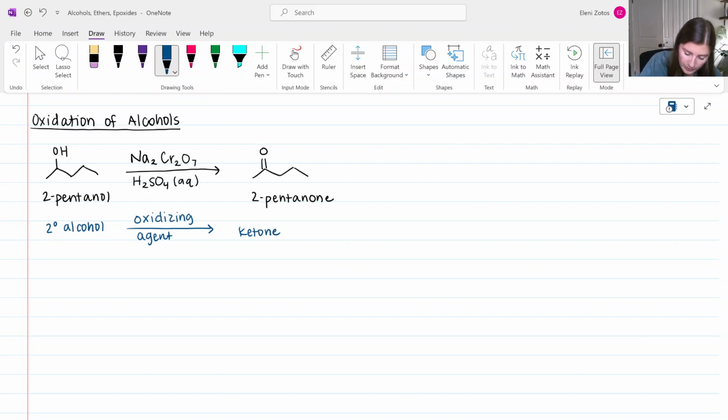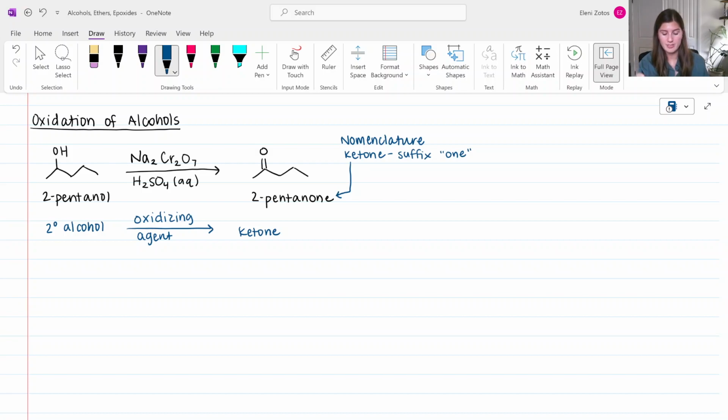And here's a little nomenclature note. For a ketone, the suffix is -one, O-N-E. So we can see that here. In 2-pentanone, we have a pentane chain with a ketone functional group, that carbonyl, at carbon 2. So we have 2-pentanone.